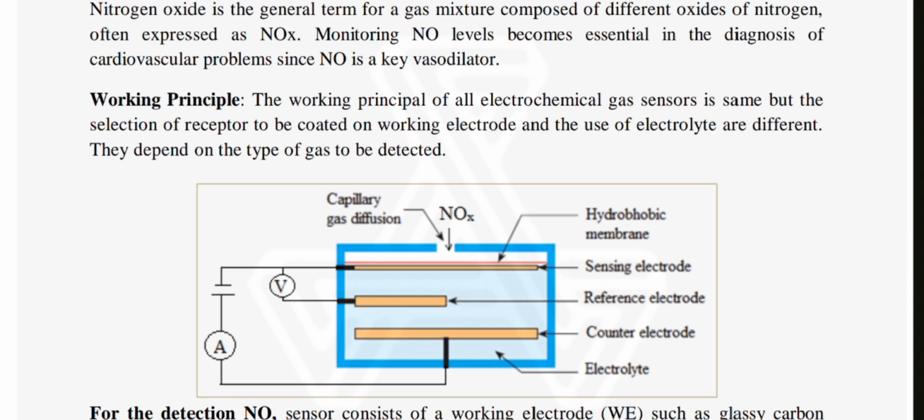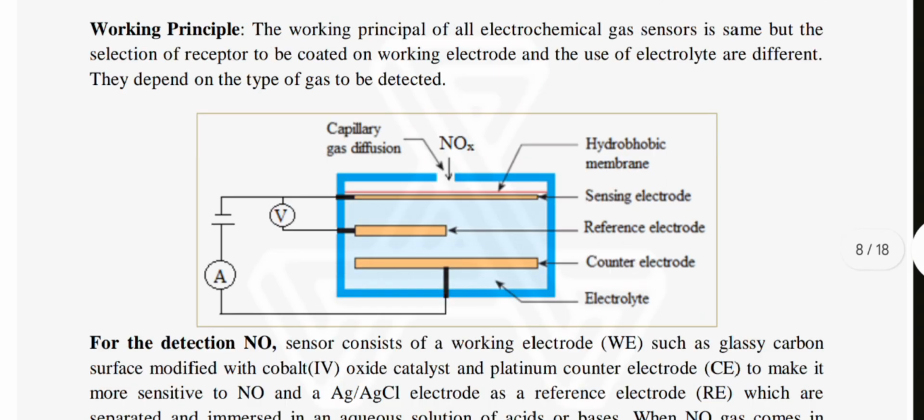Capillary gas diffusion. Nitrogen oxide, a hydrophobic membrane. Capillary gas diffusion. Sensing electrode, reference electrode, counter electrode, electrolyte. Ammeter and voltmeter.